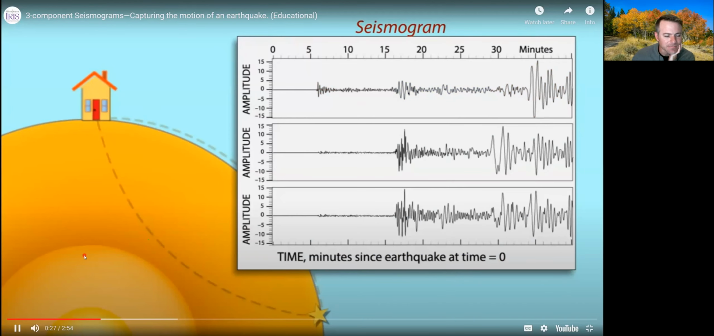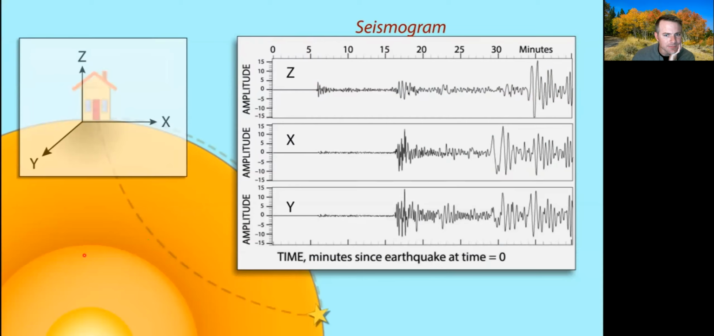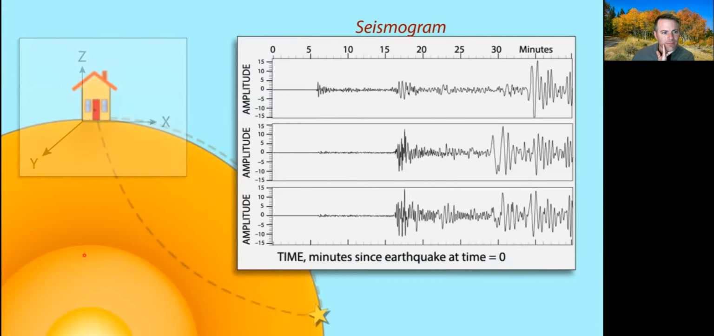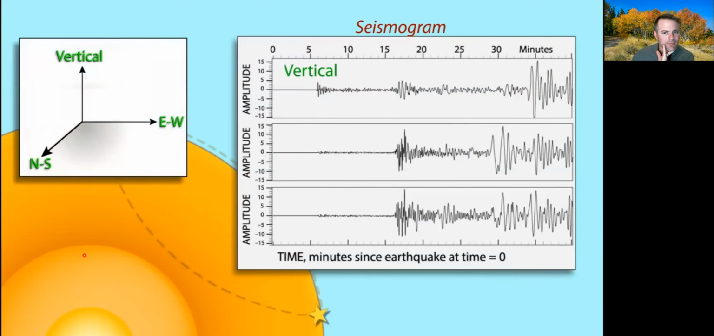Earth's movement is 3-dimensional, and one component only reflects one direction of movement. If a station had only one component, you would only know about movement in one direction. Different instruments on the seismograph measure 3 types of motion: up-down or vertical motion, north-south motion, and east-west motion.